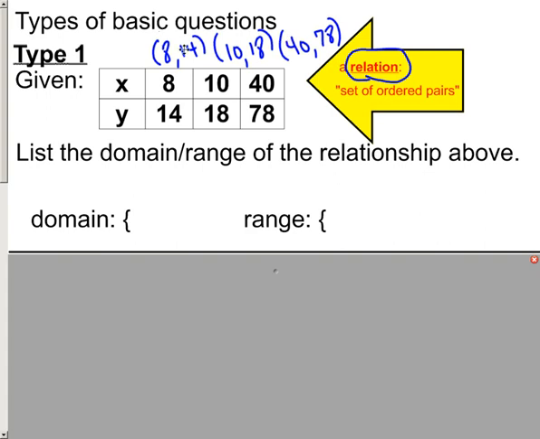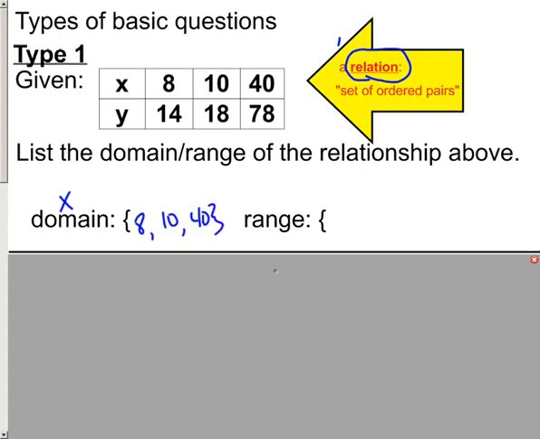So they gave it to us in the form of a table. They could give it to us as a bunch of ordered pairs, but a relation is just a set of ordered pairs. It's just a bunch of dots on a coordinate plane. Now, the question, though, here is list the domain and range of the relationship above. So what's my domain? Well, this is x, and so it's 8, 10, 40. What's my range? Well, that's your y, so it's 14, 18, 78. That's all we do.